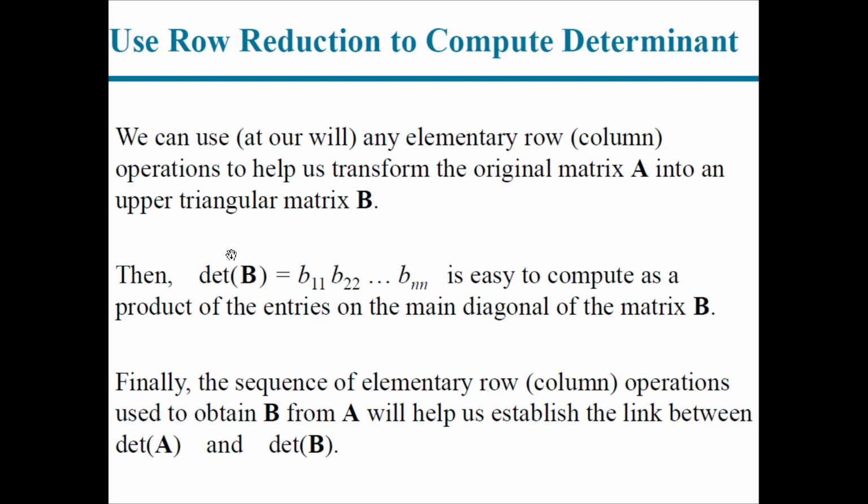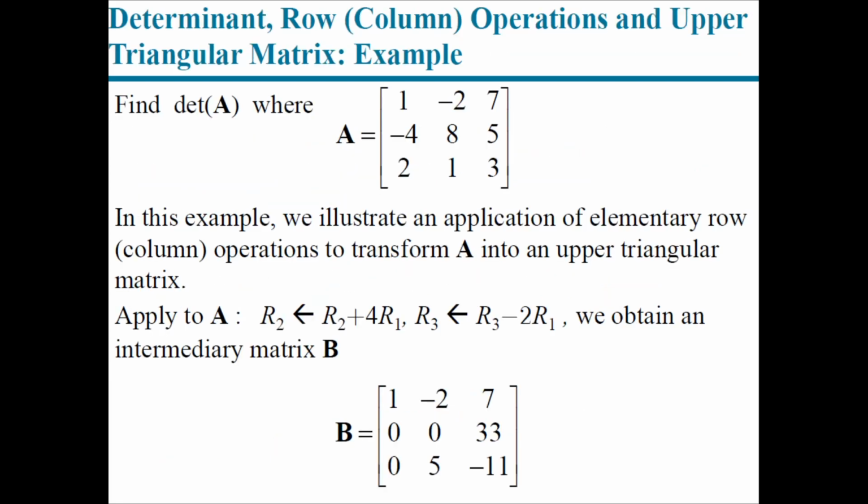In any case, lower or upper triangular, the determinant is just the product of the entries on the main diagonal. That's why we do all this, because the determinant of triangular matrices is super easy to compute. And the last step is to follow the sequence of elementary row or column operations that we used to transform A into B. That will help us establish the link between the determinant of A, our old matrix, and the determinant of B, our new cute triangular matrix. So here is an example.